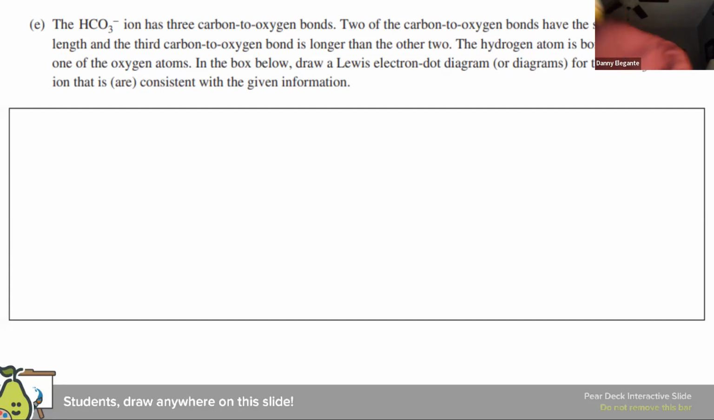Now, as you're drawing your Lewis structure, make sure that you think about this: 2 of them are shorter and 1 of them is longer. So maybe 2 of them need to be double or triple bonds, and 1 needs to be a single bond because that would make it longer. Maybe something like that. I'll give y'all another 30 seconds to work through that.